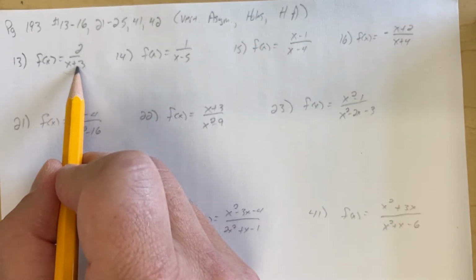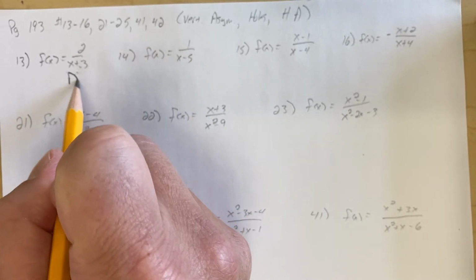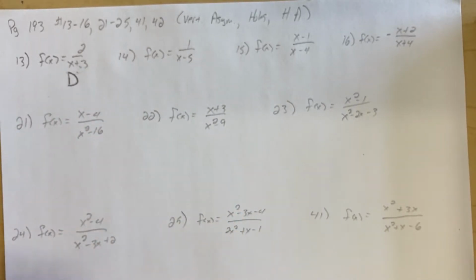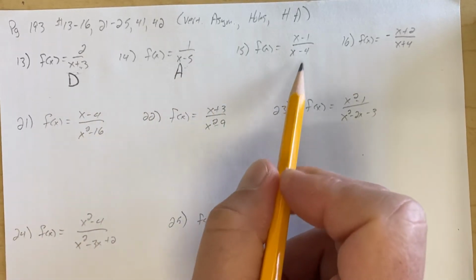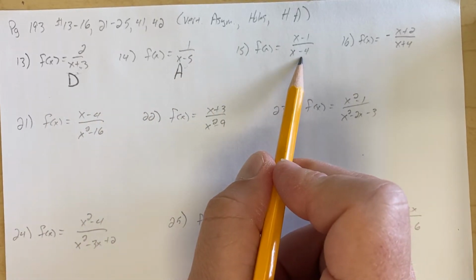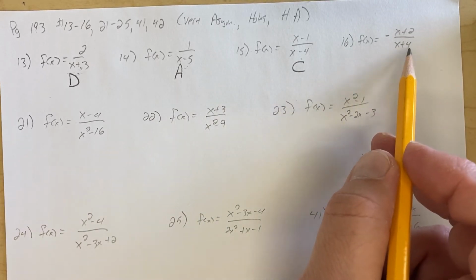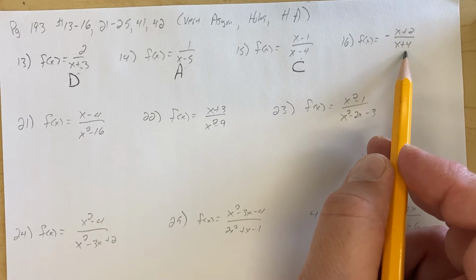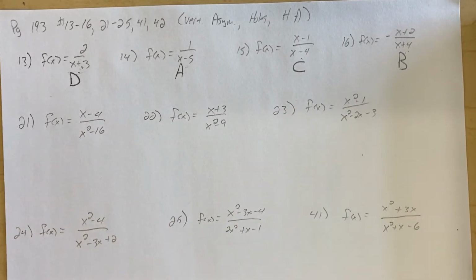So if I look at my options, the one that has a problem at -3 was D. That had the vertical asymptote. This has a vertical asymptote at +5. That was A. This one has a vertical asymptote at +4. That was C. And this one had a vertical asymptote at -4, and that appears to be B. So again, just looking at what the problems are.